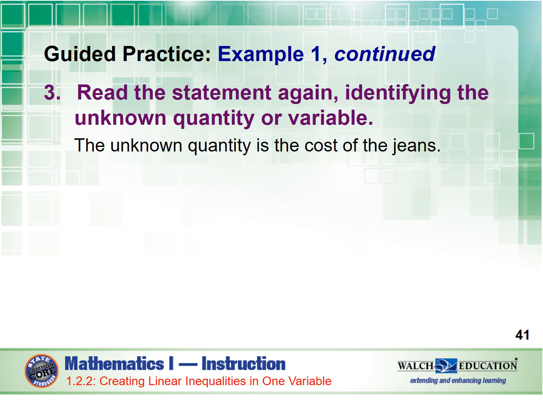Now we're going to read it again, identifying the unknown quantity or the variable. Juan has no more than $50 to spend at the mall. There's nothing unknown in that sentence. He wants to buy a pair of jeans and some juice. If the sales tax on the jeans is 4% and the juice with tax costs $2, what's the maximum price of jeans Juan can afford? So the unknown quantity is the cost of the jeans.